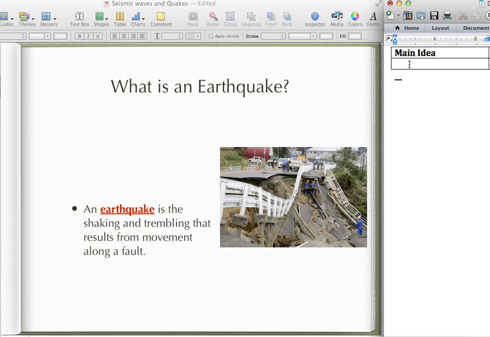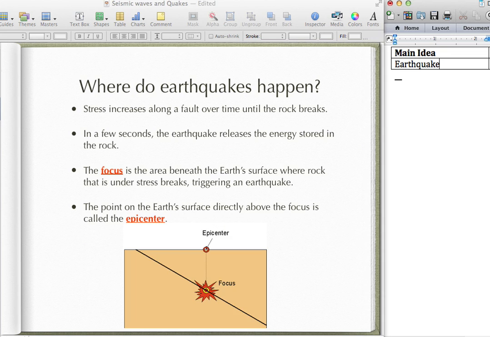We define an earthquake as the shaking and trembling that results from movement along a fault. So it's the shaking and trembling that we'll see on the Earth's surface or underground as the two parts of a fault move past each other. And we can get this at any type of fault. We can get it at a normal fault, a reverse fault, or a strike slip fault. As those move, they will release energy as an earthquake.